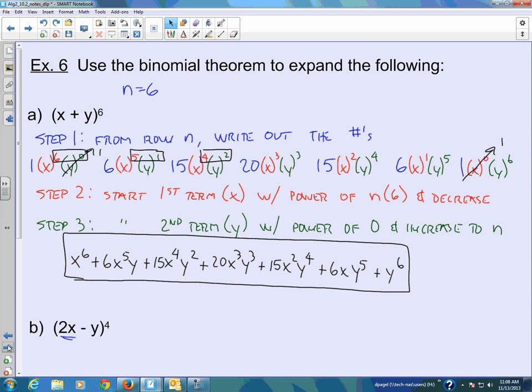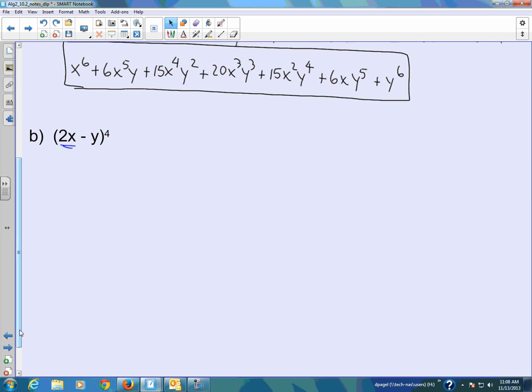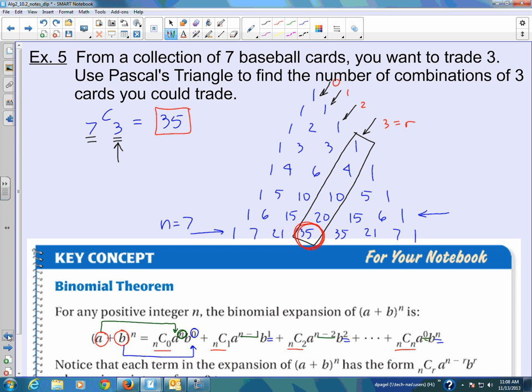All right, let's try this now when you have a term inside your binomial that has a coefficient tagged to it. So in this case, we have 2x minus y to the 4th. Identifying what row we're in, we're talking about row 4. So we're talking about a 1, 4, 6, 4, 1. Just going back here, looking at row number 4. There it is right there. 1, 4, 6, 4, 1.